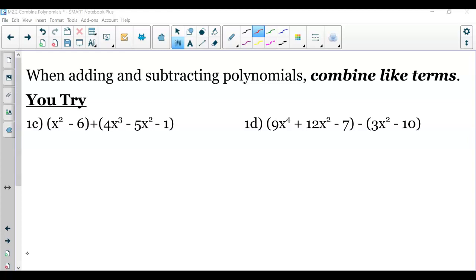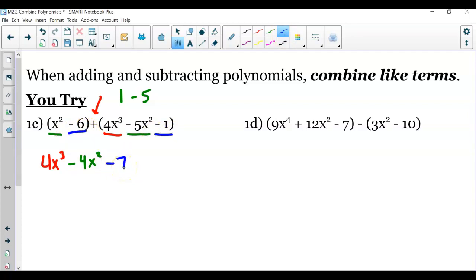With the first one, 1C, both are actually in standard form, the binomial and the trinomial. I notice that we are adding, so we can just go ahead and combine our like terms here. Notice how there's just the x cubed, so I'm just going to bring down 4x cubed. We do have x squared minus 5x squared. So we have that 1x squared, but minus 5x squared, so that's negative 4x squared. We have no x term, but we do have negative 6 minus 1, which is negative 7.